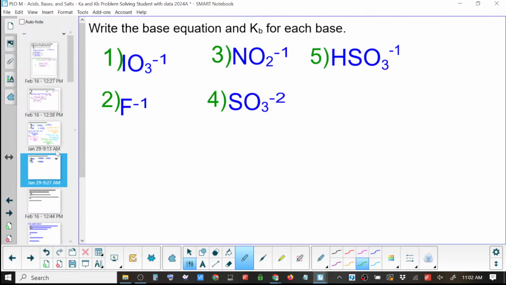-3. Okay, go. Write the base equation and the Kb for each base. Can you erase this?